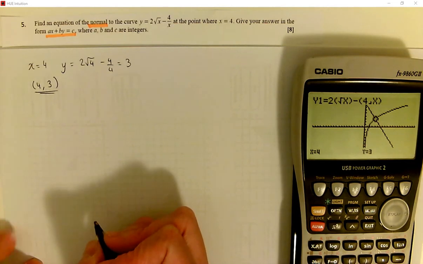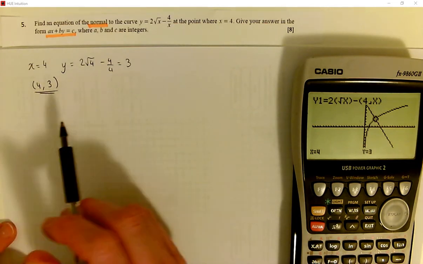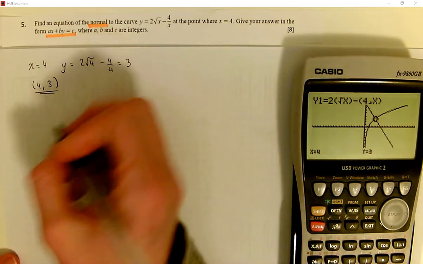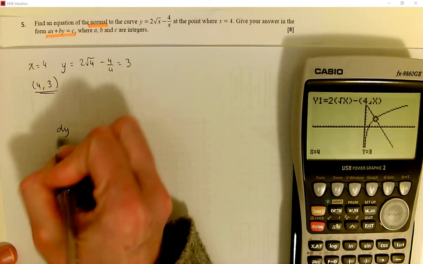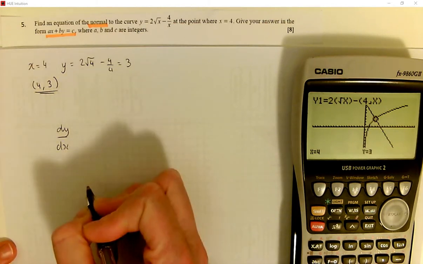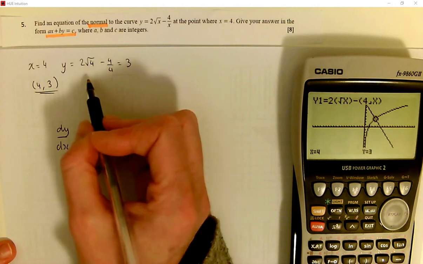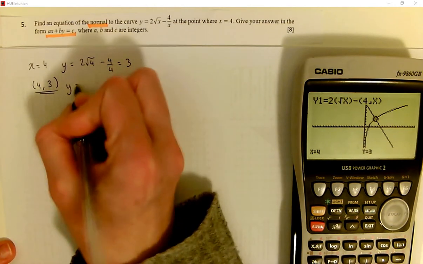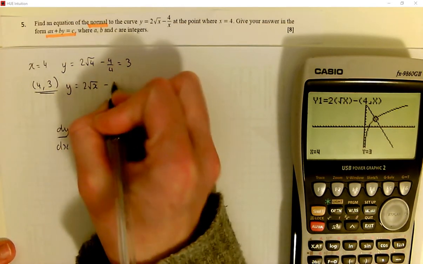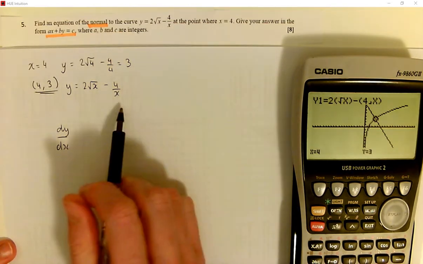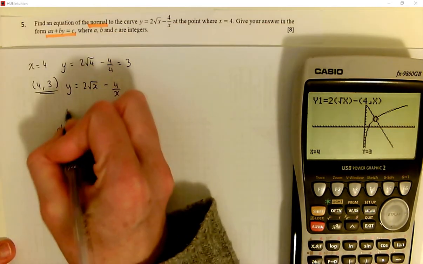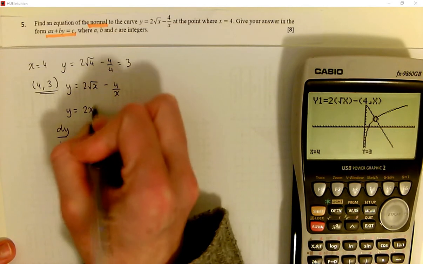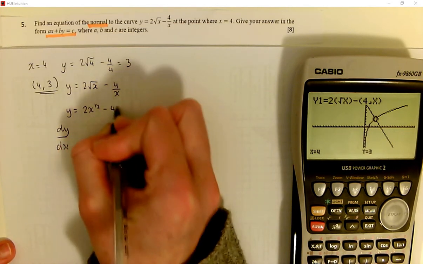If we want the equation of a straight line, we need a point and we need a gradient. So we need dy by dx, don't we? Okay, so at the moment, our original equation, y is 2 root x minus 4 over x, is not in a nice format for differentiating, so we're going to write them all as powers of x instead.